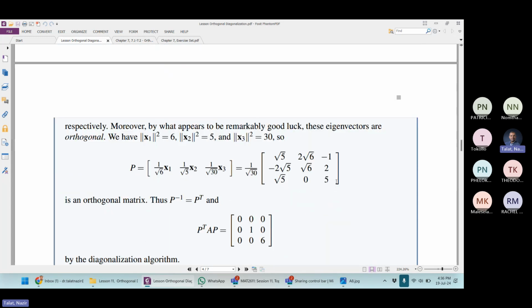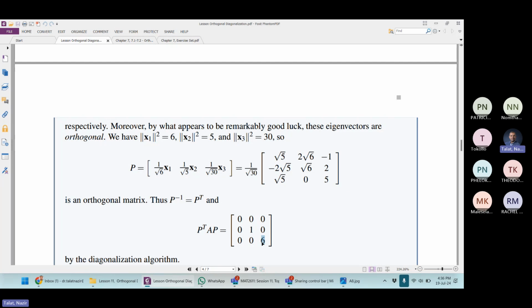Now this matrix P, if you take its transpose, you will always get P inverse. And moreover, if you compute P transpose AP, then we will get a diagonal matrix, whose diagonal entries will always be its eigenvalues. Like 0 is the first eigenvalue, 1 is the second eigenvalue, and 6 is the third eigenvalue.